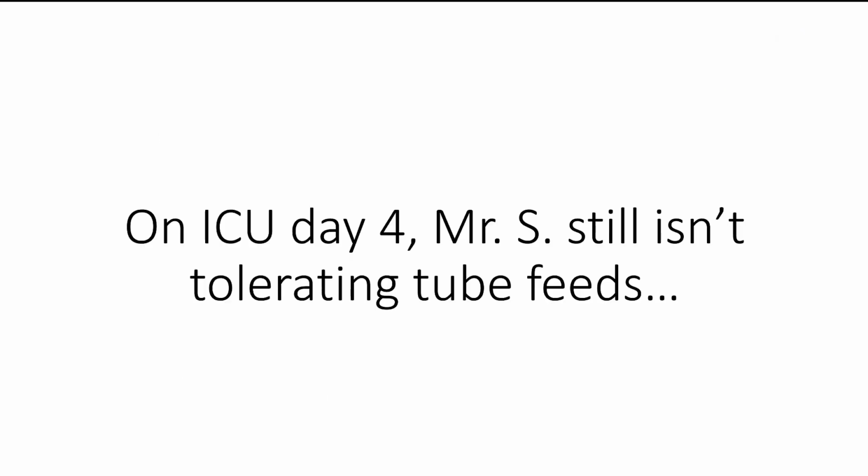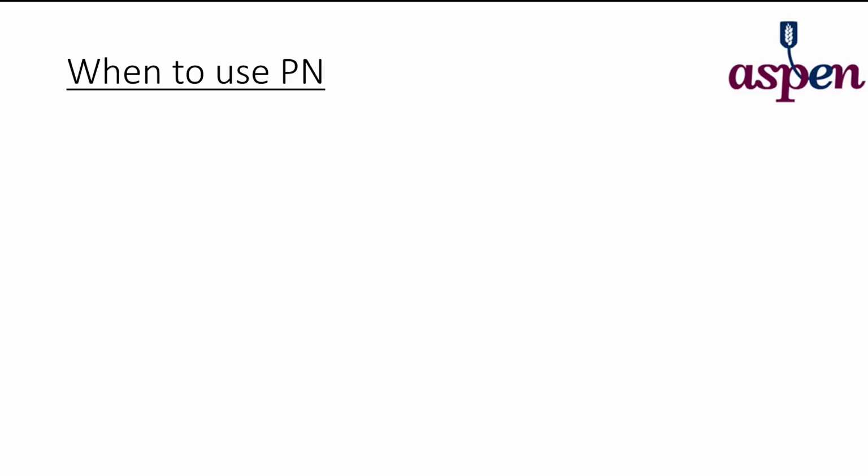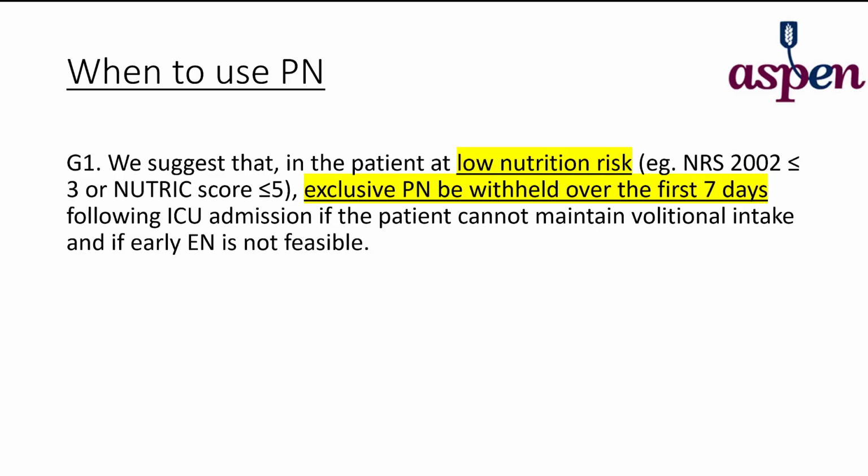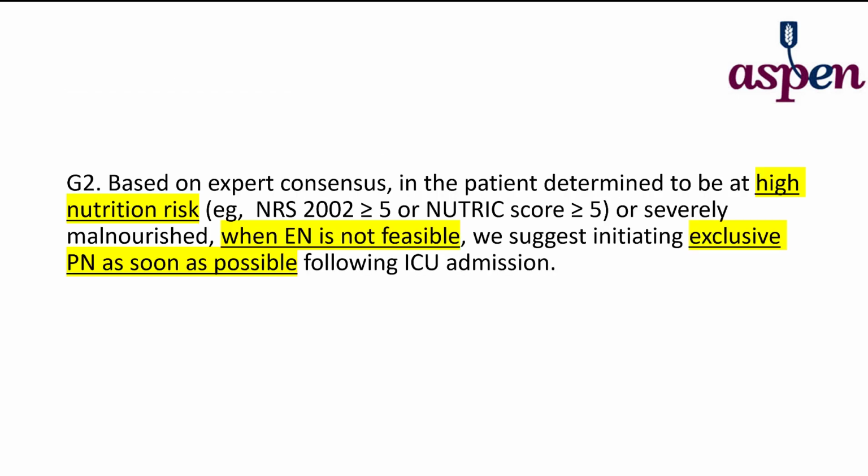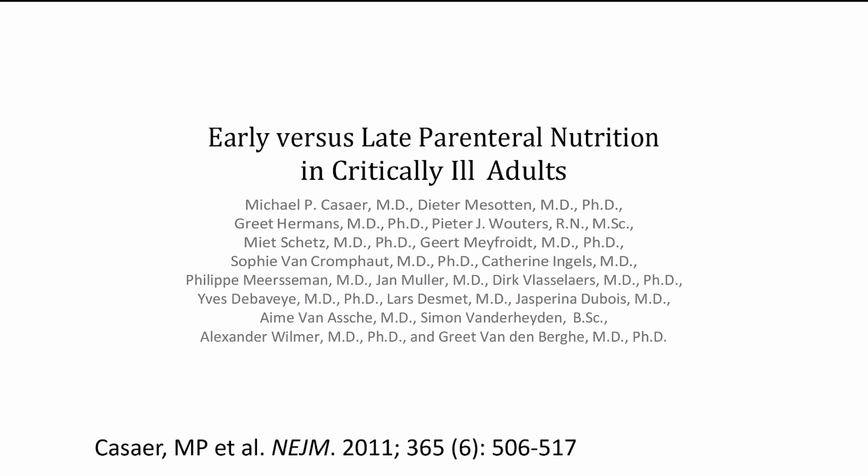Returning to Mr. S. On ICU day 4, he still isn't tolerating tube feeds. What should we do? ASPEN suggests that we hold off on parenteral nutrition for 7 days in patients at low nutrition risk, but that we initiate it as soon as possible in severely malnourished patients when enteral nutrition is not possible, which is not completely concordant with the latest study on the topic that looked at early versus late parenteral nutrition in critically ill adults.